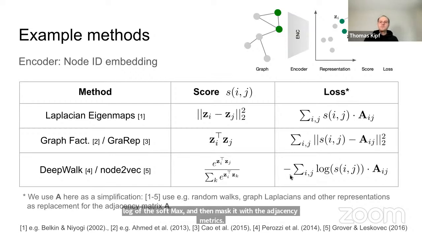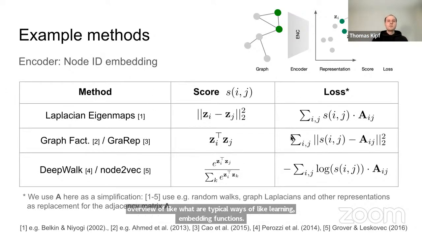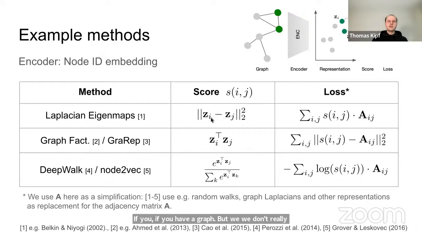And so this effectively gives you an overview of what are typical ways of learning embedding functions if you have a graph. But we don't really talk about the encoders here yet. These are really just directly an embedding of the node ID. So we directly backpropagate, for example, on these representation vectors.